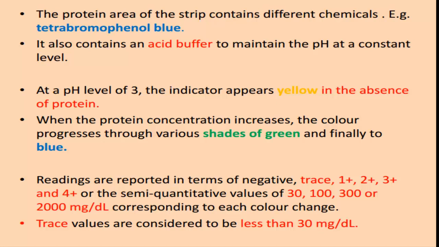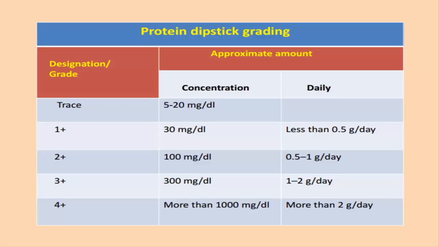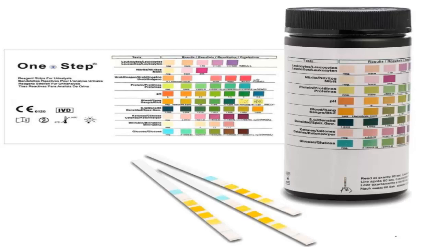And readings are reported in terms of negative, trace, 1 plus, 2 plus, 3 plus, and 4 plus, or the semi-quantitative values of 30, 100, 300, or 2000 mg per dl corresponding to each color change. Trace values are considered to be less than 30 mg per dl. Now, this is a chart of protein dipstick grading discussed earlier, and these are the reagent strips which are used for urine analysis.